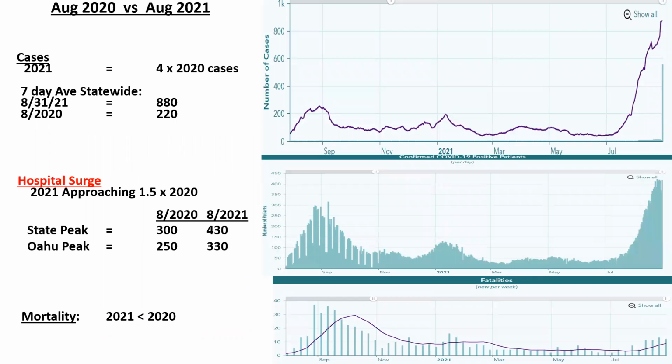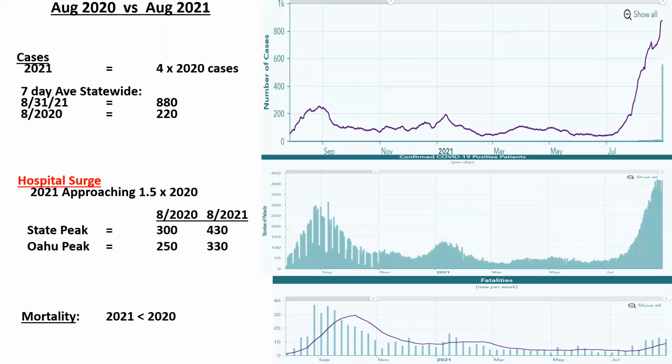So cases is at the top. This is comparing August 2021 to August 2020. Back in August 2020, we had about 220 cases. We were between 200 and 250 at the peak. Now, yesterday, our 7-day average was 880 cases. So it's about 4 times the level of what it was back in August 2020.